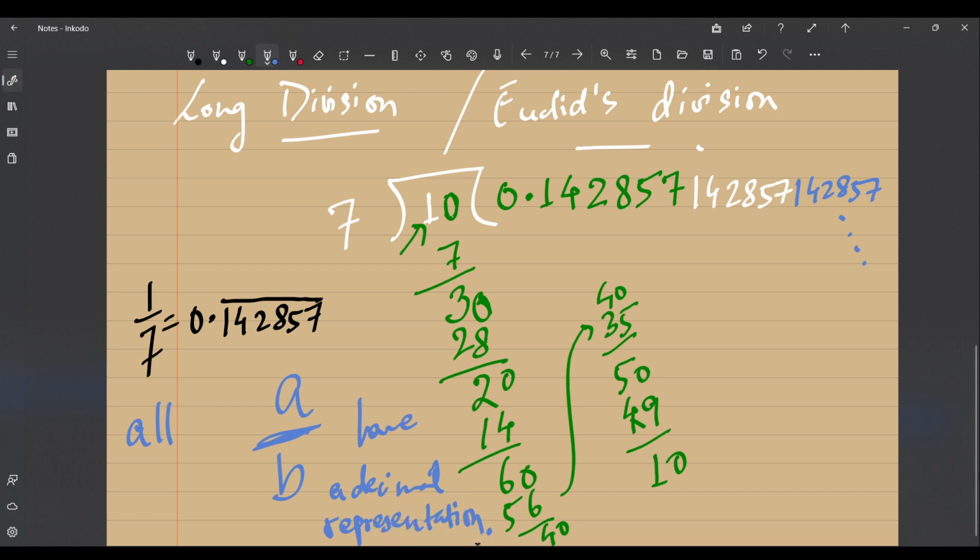So this was the motive of the whole video, and in the next few videos we'll see how these decimal representations lead us magically to irrational numbers. So till then, take care.